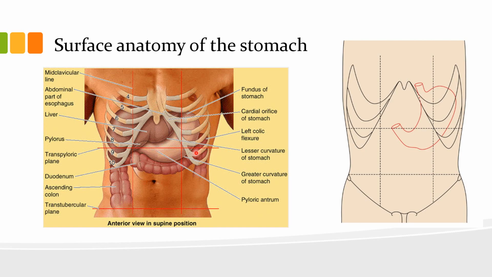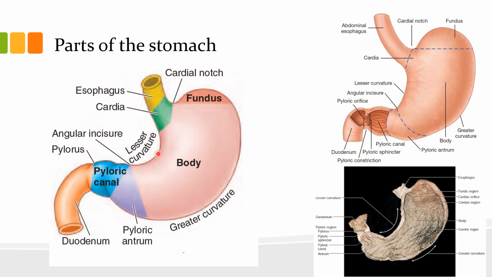Anteriorly, as you can see, it is under cover of the left side of the rib cage and the left costal margin, the diaphragm. Here we have the anterior abdominal wall and the rectus sheath, and it's also under cover of the left lobe of the liver. These are the anterior relations of the stomach.